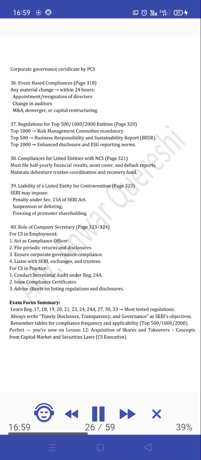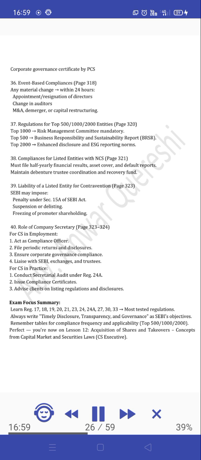Exam focus summary. Learn Reg. 17, 18, 19, 20, 21, 23, 24, 24A, 27, 30, 33 as the most tested regulations. Always write timely disclosure, transparency, and governance as SEBI's objectives. Remember tables for compliance frequency and applicability for top 500, 1,000, 2,000.